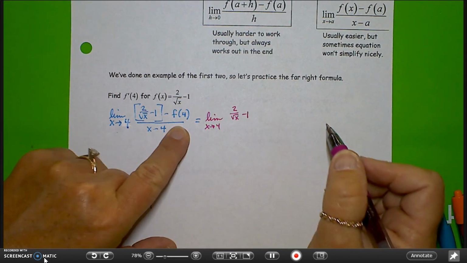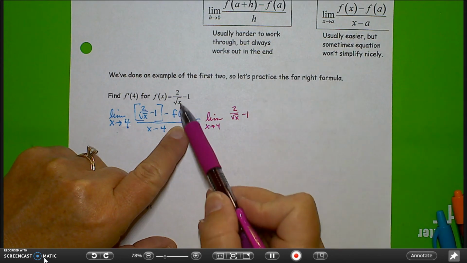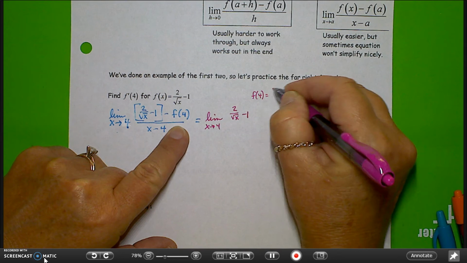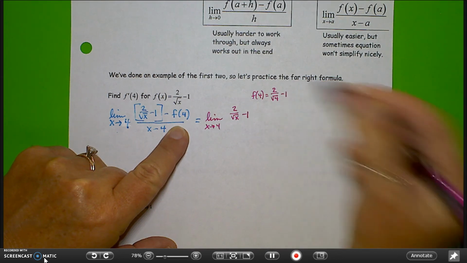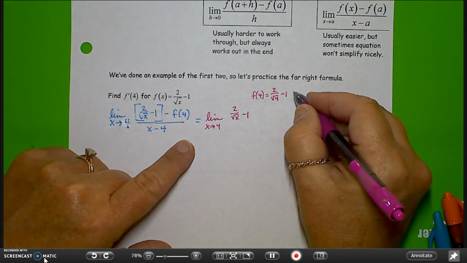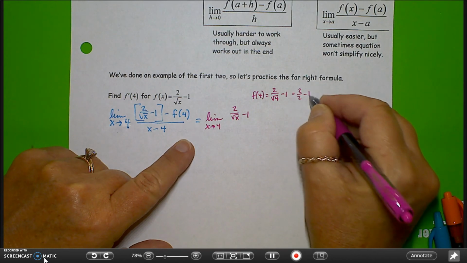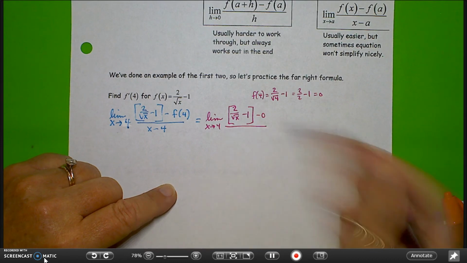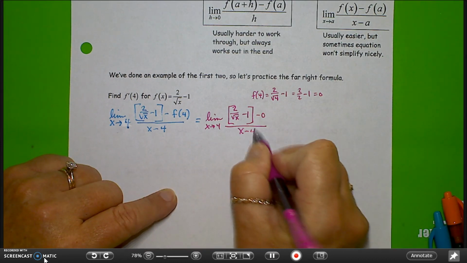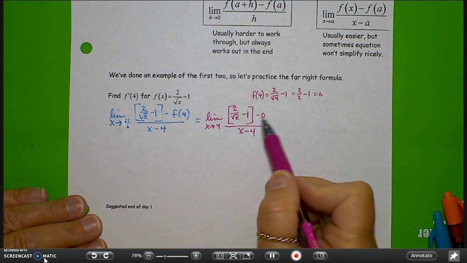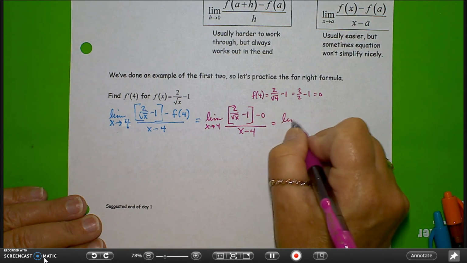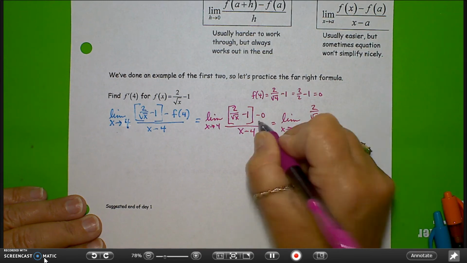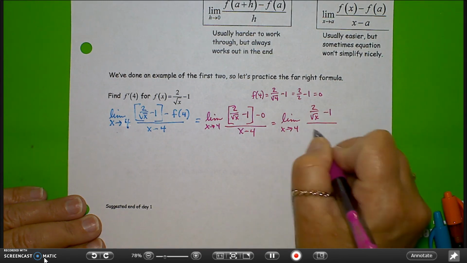What is the function value at 4? If I plug in 4 to the original function, f of 4, I'm just going to work up here for this. This is 2 over square root of 4 minus 1. So it's 2 over 2 minus 1. That's just 0. So it's this function value minus simply 0, over x minus 4. I actually don't even need to show this minus 0 part, I'll just rewrite it real quick. At least this way we can see we considered what the value of that was.